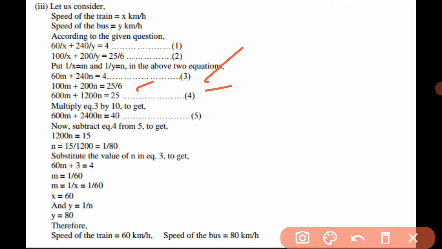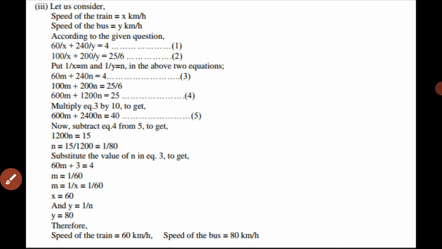Now multiplying equation number 3 by 10, or we can solve it by the elimination method. By solving with the elimination method, the value of m will be 1 upon 60 and then we find the value of n. So first, the value of m is 1 upon 60. Now putting in the value, x equals 60 kilometers, and as we know y equals 1 upon n, by putting the value of n, y equals 80. Therefore we can say that the speed of the train will be 60 kilometers per hour and the speed of the bus will be 80 kilometers per hour. So in this way we can solve this question.